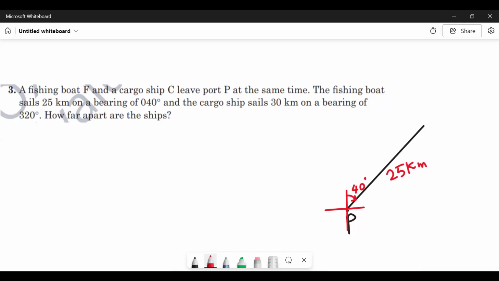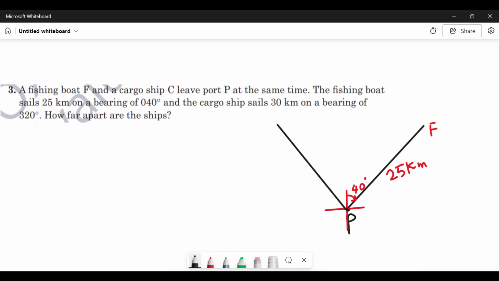And we will denote it by F because it is a fishing boat and cargo ship. The fishing boat is on a bearing of 40 degrees, and the cargo ship sails 30 kilometers on a bearing of 320. So they are leaving at the same point. The cargo ship is also leaving the same point at the bearing of 320.